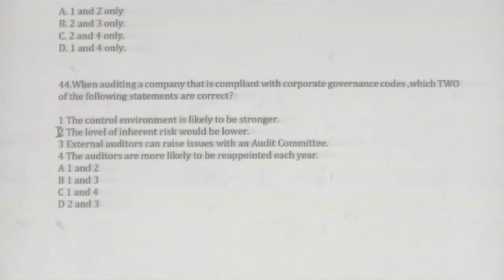So, correct answer is what? 1, good governance means good control environment, and external auditor can raise any issue with audit committee, because otherwise if you raise issue with management, they will not listen. Answer is 1 and 3.